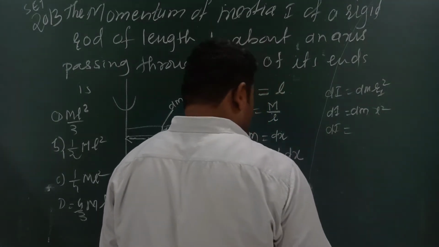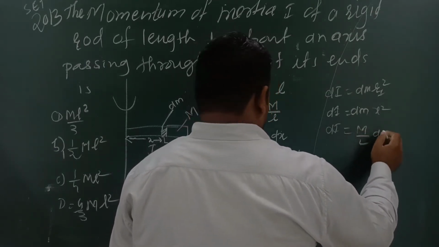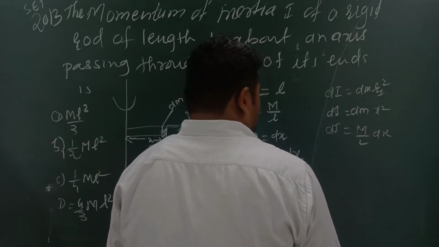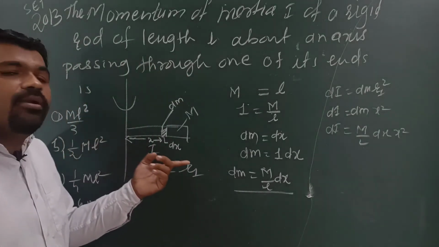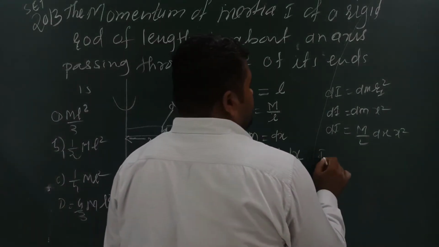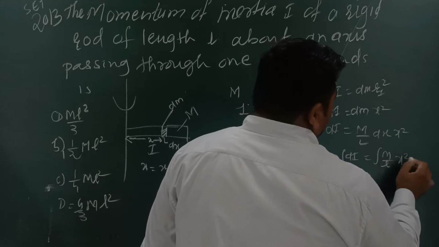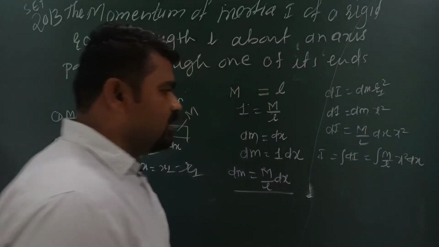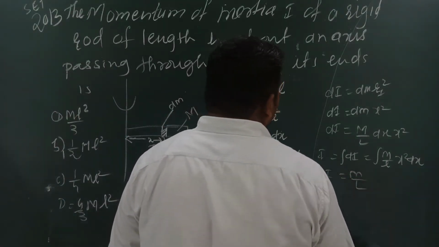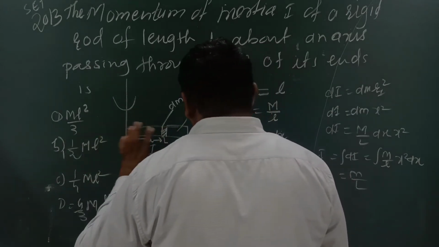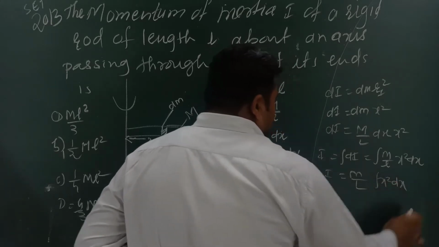dI is equal to M upon L into dx into x square. Now we can find the total system moment of inertia. Take integration: I is equal to integration dI, which is integration M upon L x square dx. Now we can take M and L common out. Why? Because mass is constant and L is also constant. This is a uniform mass distribution.